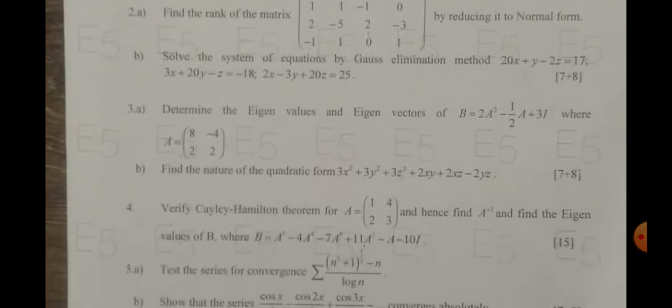And third B bit, find the nature of the quadratic form. Corresponding to that particular expression, first you write down the coefficient matrix. Then you calculate the eigenvalues. You get the eigenvalues 1, 4, 4. So all the eigenvalues are positive and there is no zero value. So directly its nature is positive definite. That is the quadratic form.